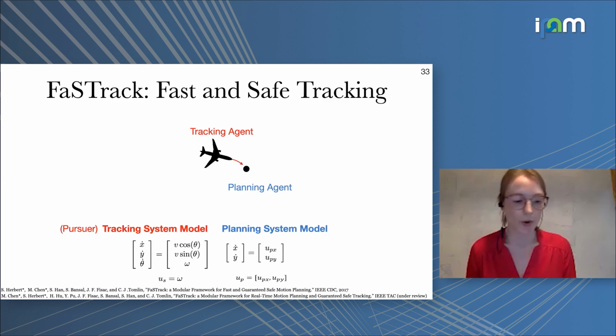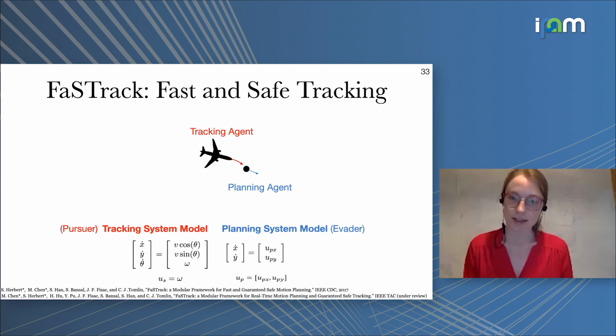So again, we're going to replace that missing information with a worst case assumption. Here, the worst case assumption is that the planning agent is being as difficult as possible to track. In other words, it is actively evading the tracking agent. So we are going to call it the evader.